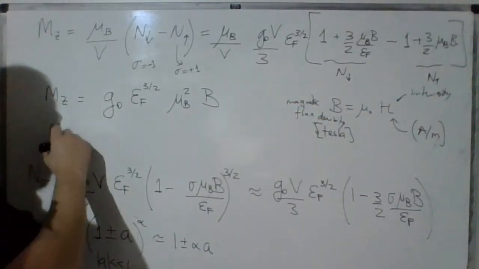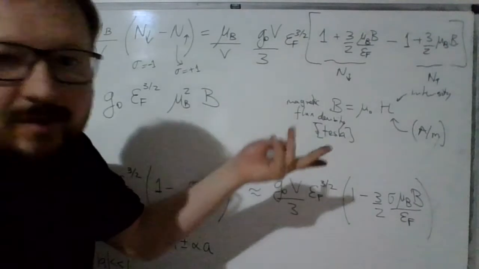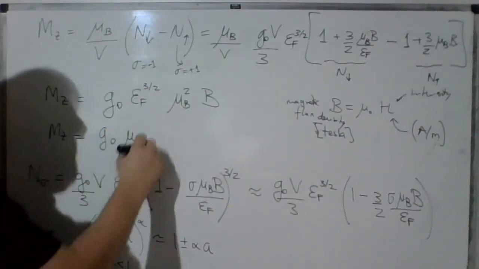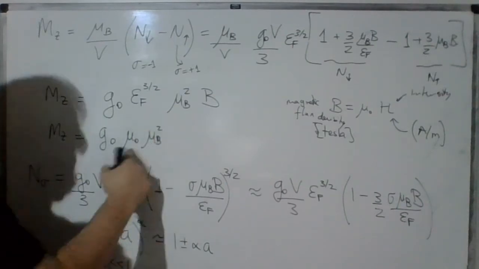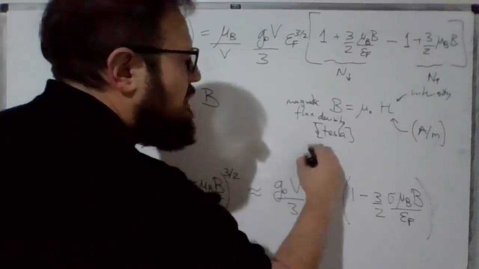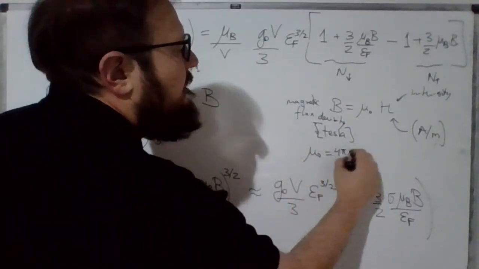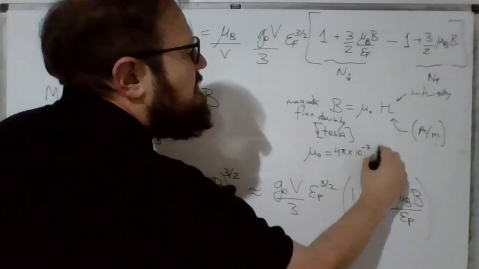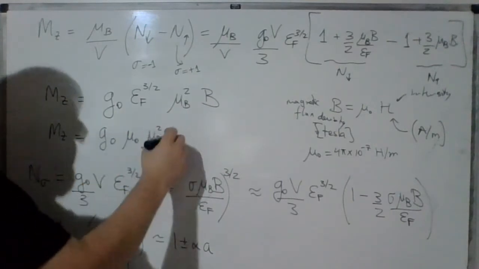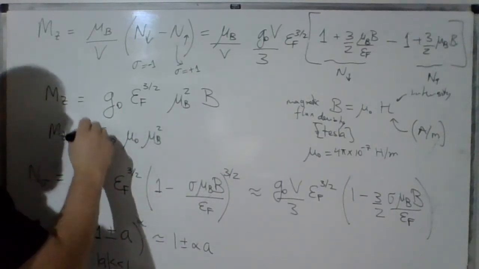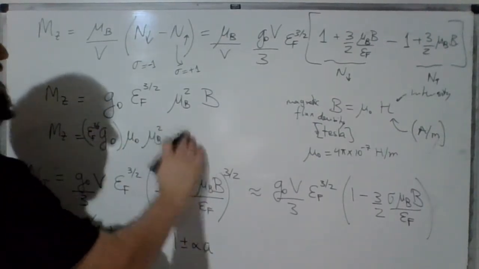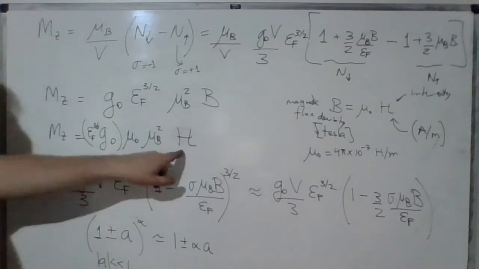So eventually, you want to rewrite the magnetization using the intensity. So the magnetization, but do not confuse it with the Hamiltonian, is G0 times mu naught times Bohr magneton squared. You have two mu's here. One is for the magnetic permeability of vacuum. This mu naught is 4 pi times 10 to the minus 7 henries per meter in the international system of units. The Fermi energy I will put together with this G0 here, times the magnetic field intensity here.